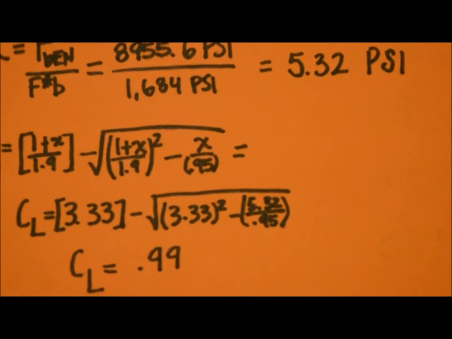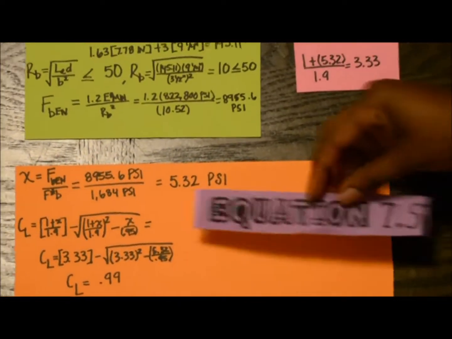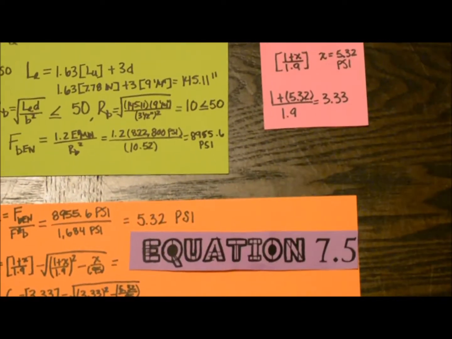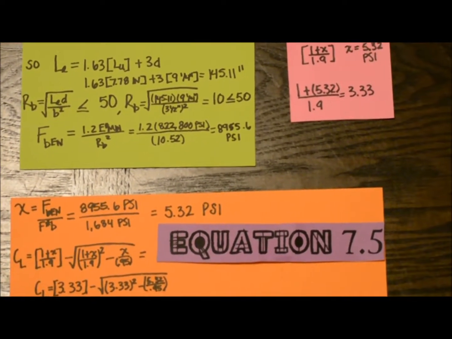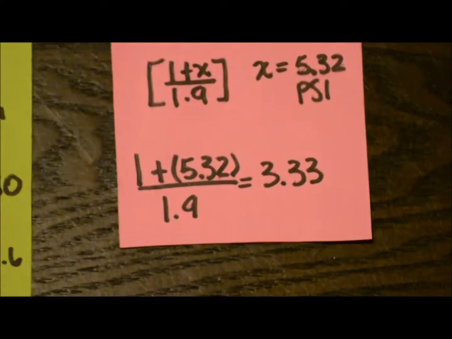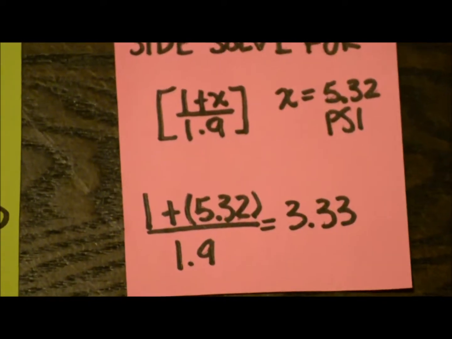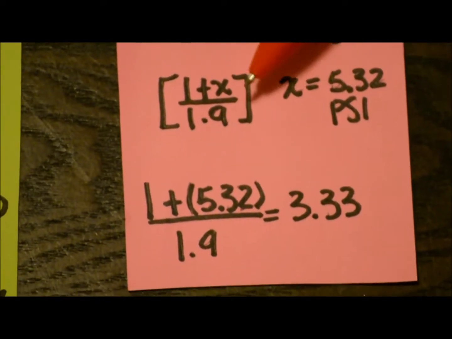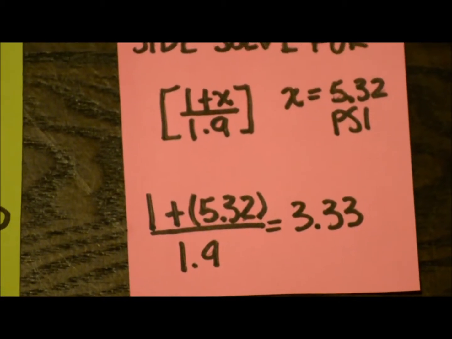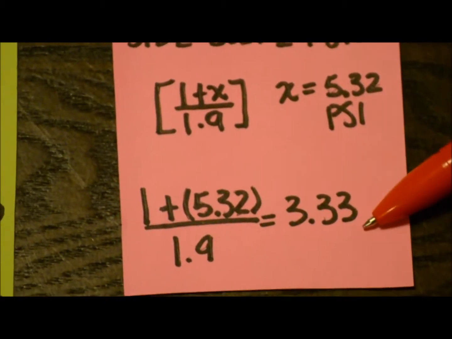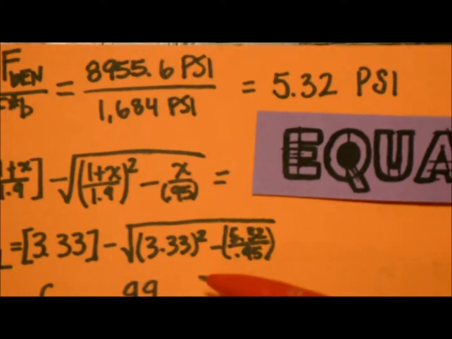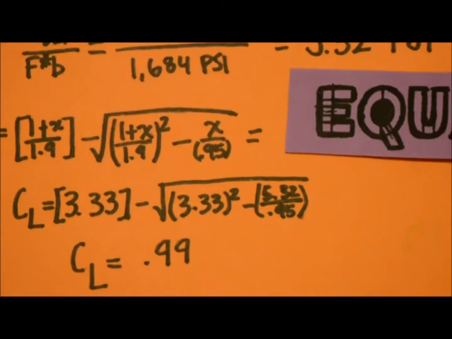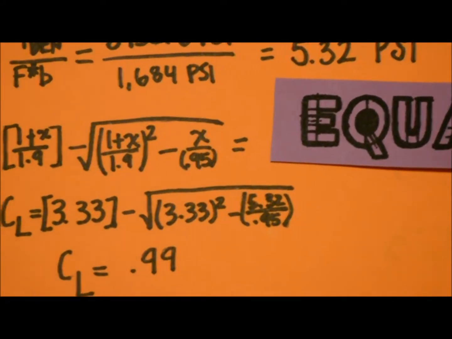Now we can solve for our stability factor, and that is found in our book, and it's equation 7.5. Helpful hint when solving for stability factor is to go ahead and solve for 1 plus alpha divided by 1.9. Doing this, we found a value of 3.33, which we will go ahead and move into our equation, which ultimately gives us a stability factor of 0.99.